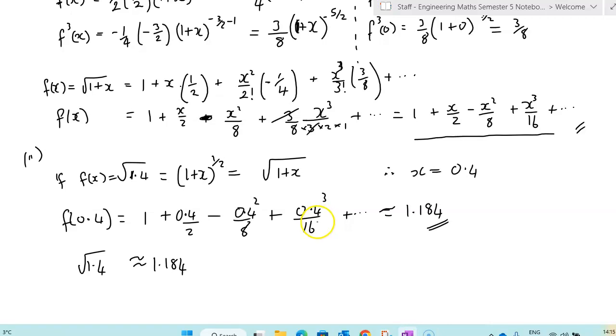If we were to use more than 4 terms, we would get it more accurate. In your calculator, it's 1.18322. Okay, that's the end of the question.